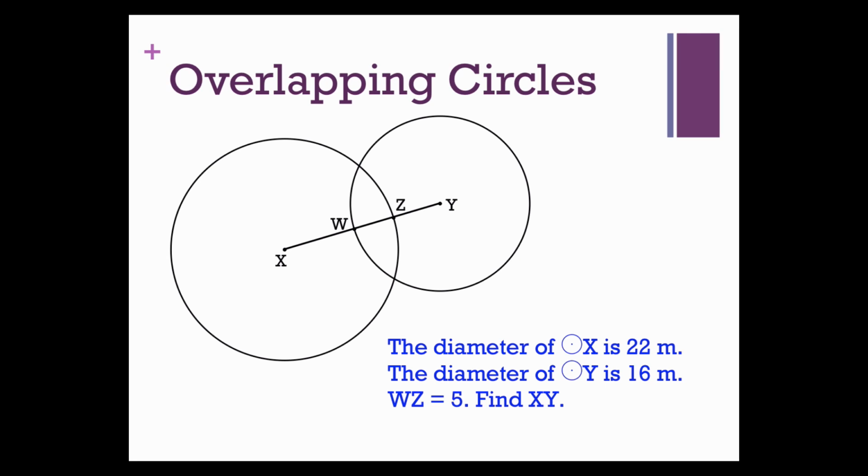Not concentric circles, these are called overlapping circles, and it pretty much reduces into a segment problem with a couple circles attached to it. So notice that the diameter of circle X is 22. What segment in that picture is represented by 22 meters? Michael. XZ. I'm sorry, what? That isn't the diameter. It isn't? What is it? That's the radius. Oh, so how long is XZ? 11.